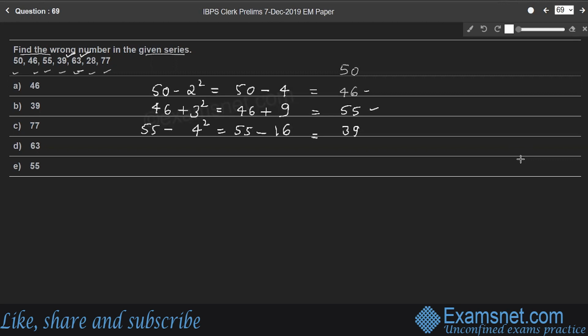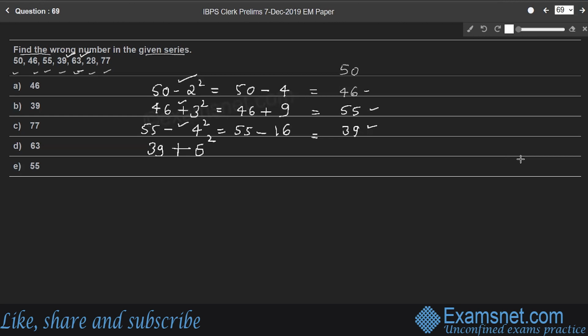So here, 39. What must be the operation? Addition or subtraction? In the first case, the operation is subtraction. In the second case, addition. Again, the operation is subtraction. So addition and subtraction are taking place alternately. So in the next step, 39 plus some number. What is the number?